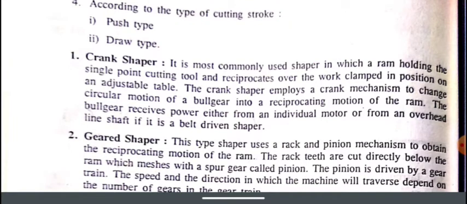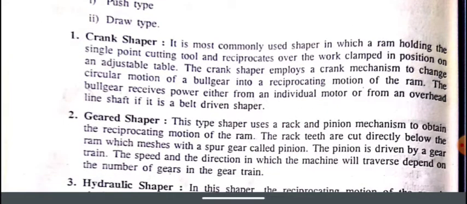So here a brief explanation about the different shapers is given. Crank shaper is the mechanical type of shaper. It consists of the quick return motion mechanism. It will remove the material during the forward stroke, and the reverse stroke is called the idle stroke in the crank type of shaper.